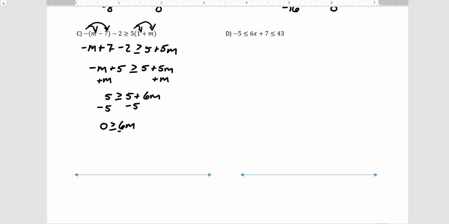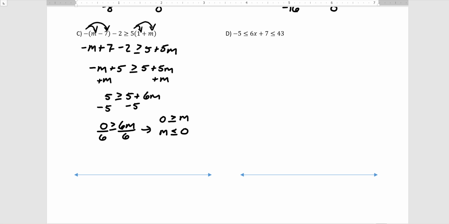To get m all by itself, I'll just divide by 6, divide by 6. 0 divided by anything is just 0. So that tells me that 0 is greater than or equal to m. Now that puts our number first. Remember, we don't really like that. So let's switch this around to our variables first. M then must be less than or equal to 0. And there's something we can plot, right?